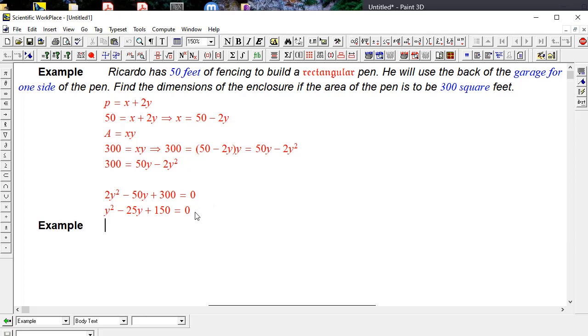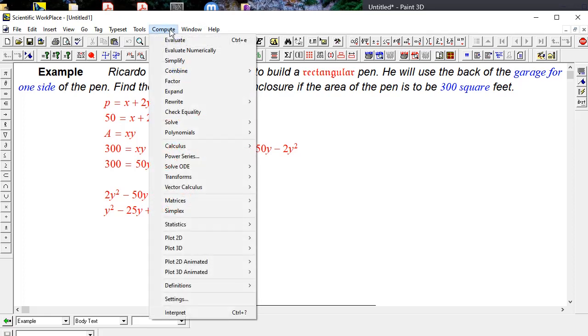Next step, we need to factorize this equation. We need to search for two numbers whose product is equal to 150 and whose sum is equal to 25. Or you can solve by completing the square, or you can also solve by the quadratic formula.